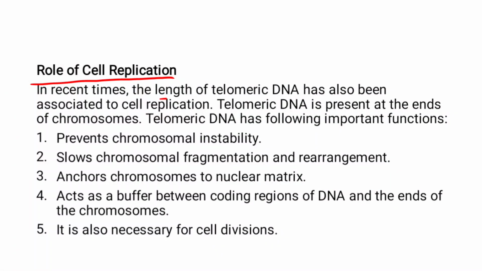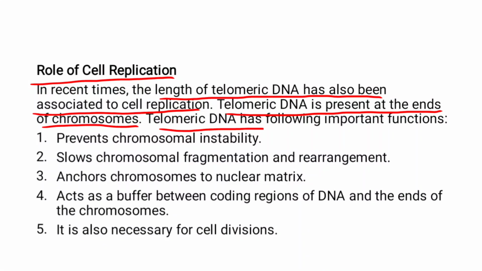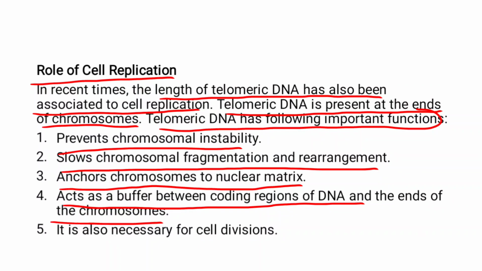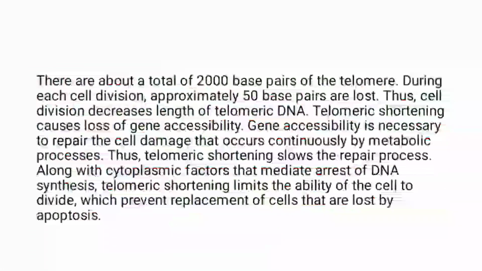In recent times, the length of the telomeric DNA also has been associated with cell replication. Telomeric DNA is present at the ends of chromosomes. Telomeric DNA has the following important functions. It prevents chromosomal instability. It slows the chromosomal fragmentation and rearrangement. It anchors the chromosome to the nuclear matrix. It acts as a buffer between coding regions of DNA and the ends of the chromosomes, and it is also necessary for cell divisions.